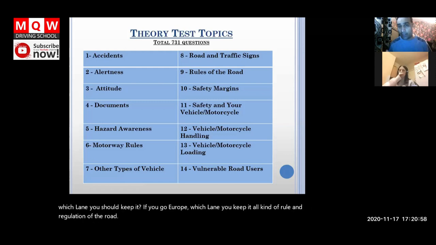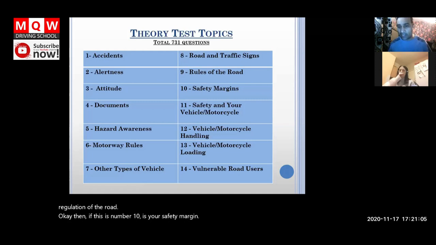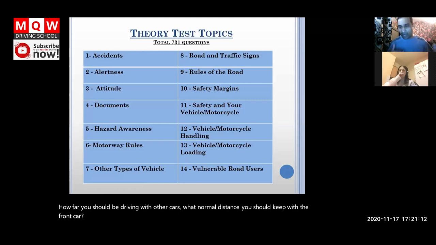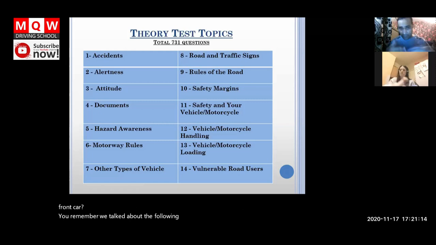Then number ten is your safety margin. How far you should be driving from the other cars. What normal distance you should keep from the front car. You remember we talked about the following distance: 2-car gap, 4-car gap, 10-car gap. So this is like margins.